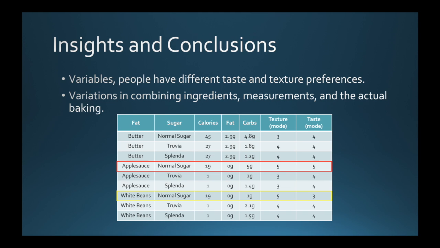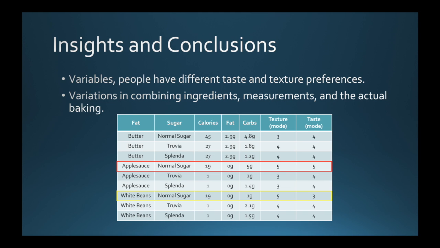The table on the slide displays the calculated number of calories, fat, and carbs just based on the ingredients we are changing in the cookies, so you can see how the different ingredients affect the nutrition in the cookie. In terms of calories as well as fat, the applesauce and Truvia, applesauce and Splenda, white beans and Truvia, and white beans and Splenda cookies are the healthiest options. In terms of carbs, the healthiest option is butter and Splenda.